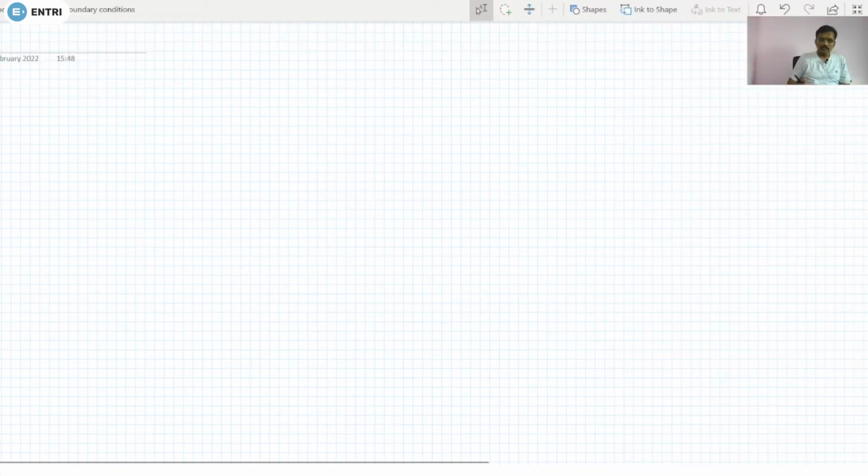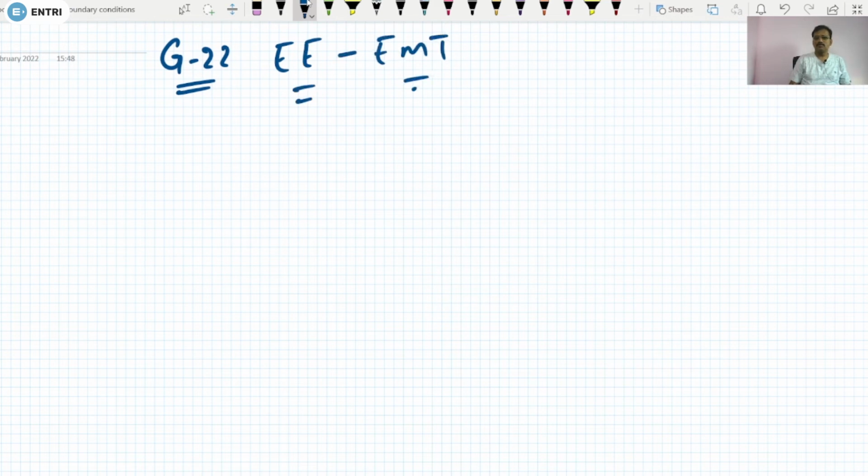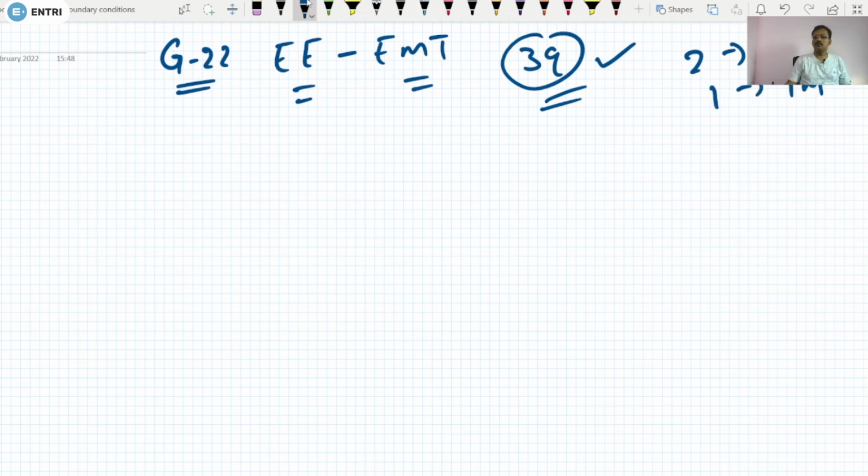So in this session, first of all, welcome to Entry App, and we are going to discuss GATE 2022 electrical questions for the EMT subject. Total they have given 3 questions in the EMT subject. 2 questions are for 2 marks and 1 question is for 1 mark. So totally 5 marks they have given for electrical.